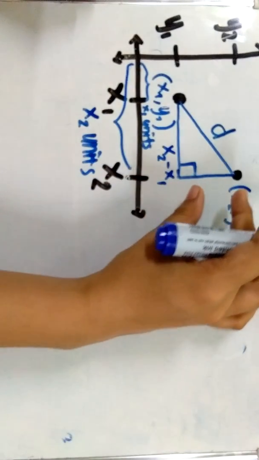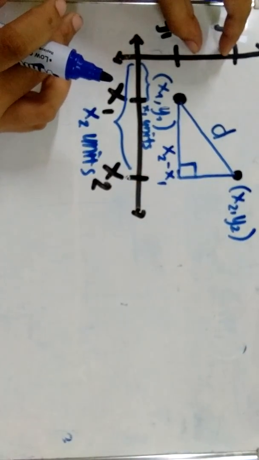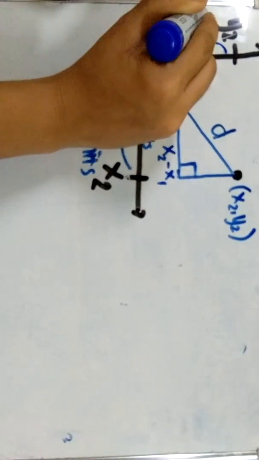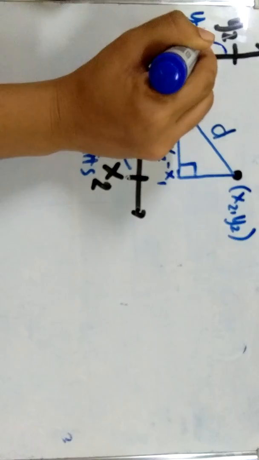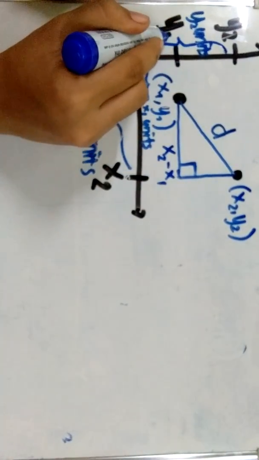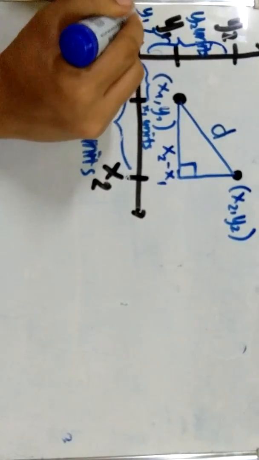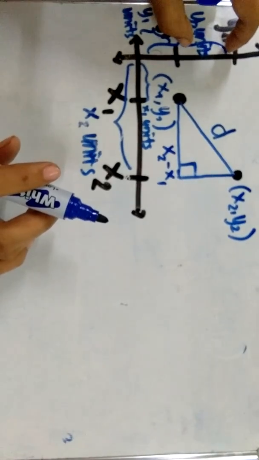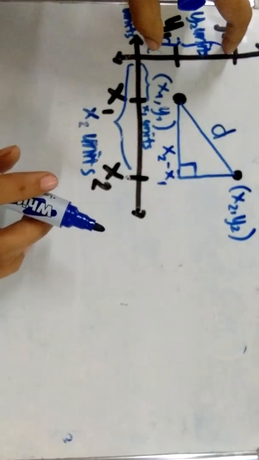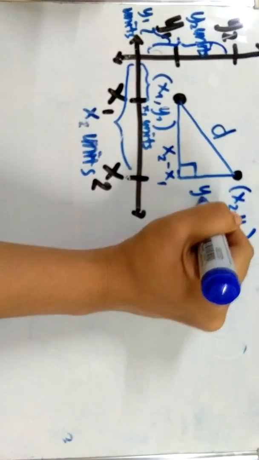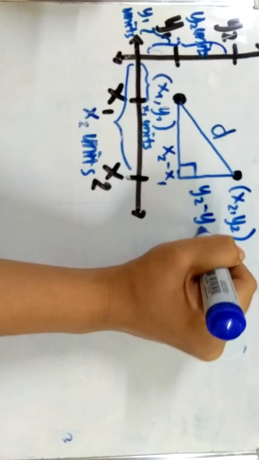Similarly, to determine the height or the other leg of the right triangle, which is just this one. For this one, this is y sub 2 units, meaning there are y sub 2 units to get to this one. And for this one, this has y sub 1 units. Okay, to get this part, this is just y sub 2 subtracted by y sub 1. So, this is y sub 2 minus y sub 1.